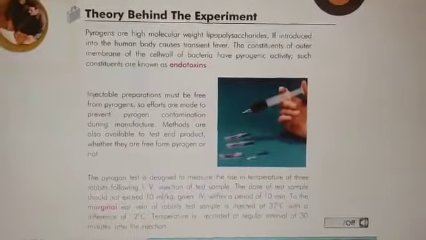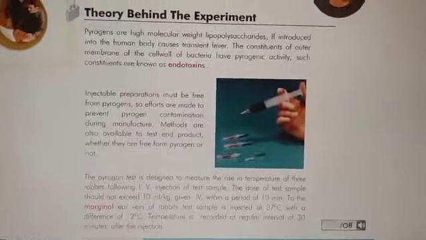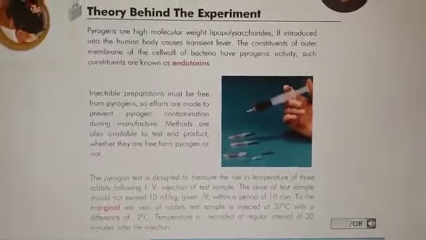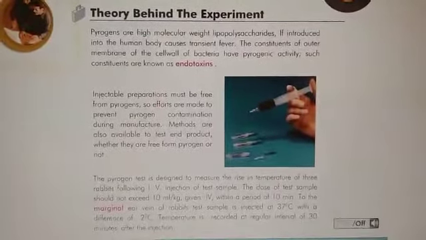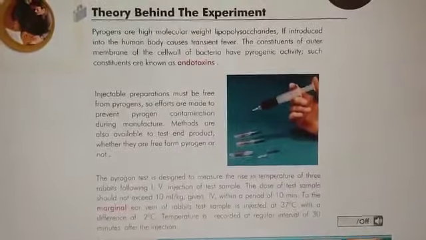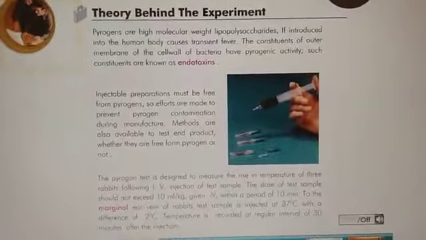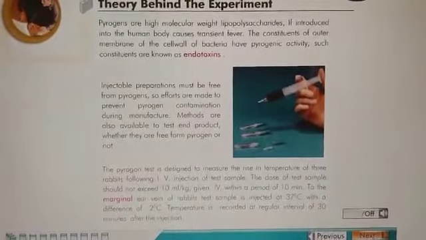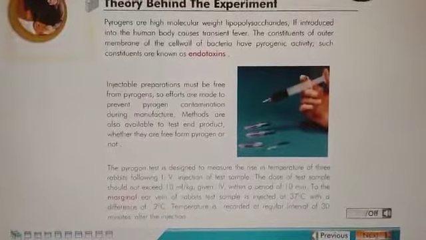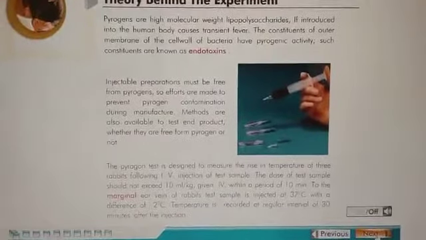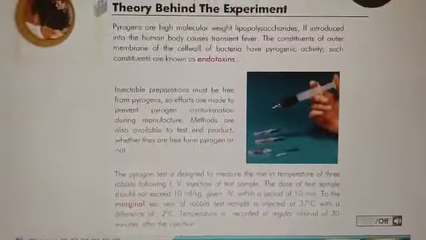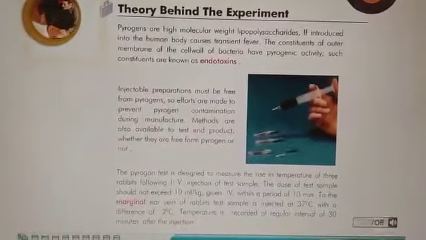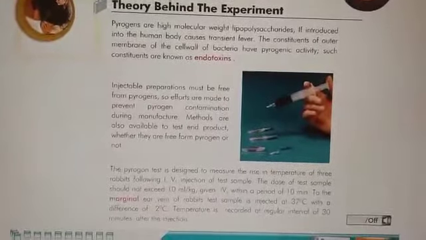Pyrogens are high molecular weight lipopolysaccharides. If introduced into the human body, they cause transient fever. The constituents of the outer membrane of the bacterial cell wall have pyrogenic activity. Such constituents are known as endotoxins. Injectable preparations must be free from pyrogens, so efforts are made to prevent pyrogen contamination during manufacture. Methods are also available to test the end product to see whether it is free from pyrogen or not.